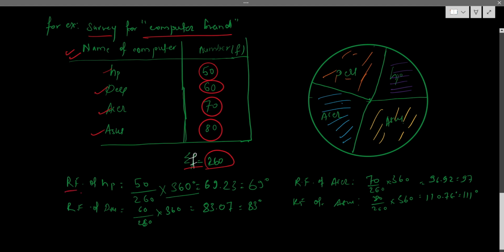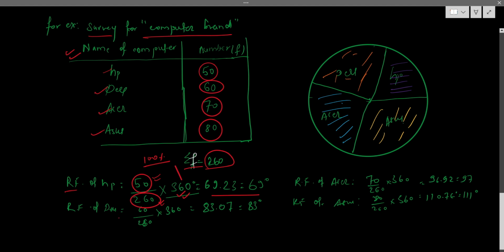In order to find the relative frequency, we just divide the number of a category by the total number. Here for HP there are 50 computers and the total is 260, and what we get as a fraction is the relative frequency. If we multiply it by 360, we find this, which is a 69 degree contribution. But instead of multiplying by 360, if we multiply by 100, we get the percentage distribution of it. It was already discussed in our previous video.